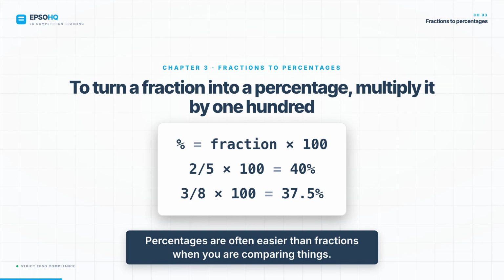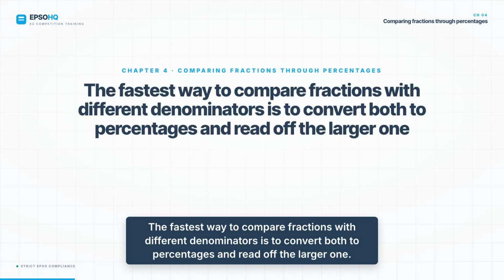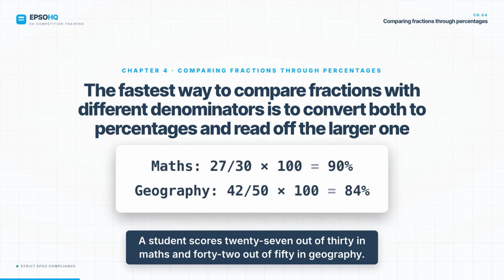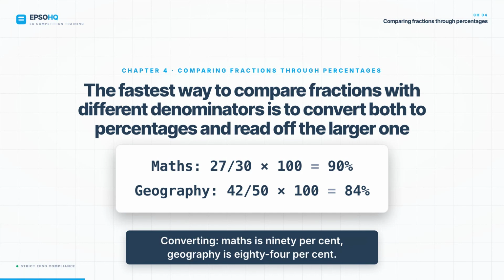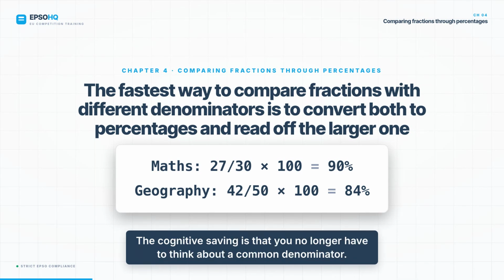Percentages are often easier than fractions when you are comparing things. 23 over 31 versus 17 over 24 is intimidating. 74% versus 71% is a glance. The fastest way to compare fractions with different denominators is to convert both to percentages and read off the larger one. A student scores 27 out of 30 in maths and 42 out of 50 in geography. Converting, maths is 90%. Geography is 84%. Maths is the higher score. The mechanical work is 2 divisions. The cognitive saving is that you no longer have to think about a common denominator.